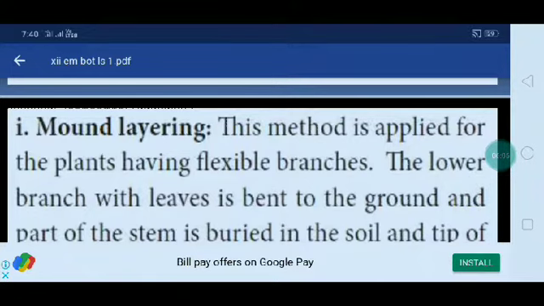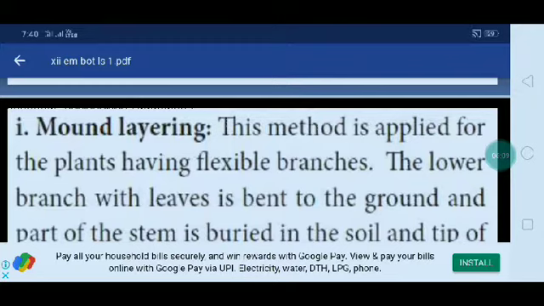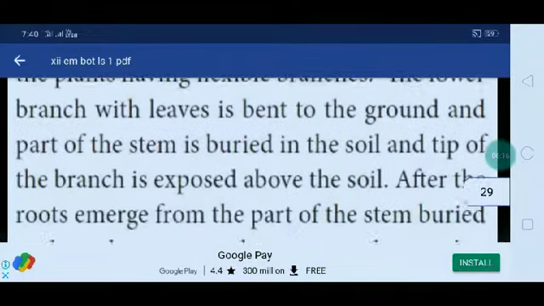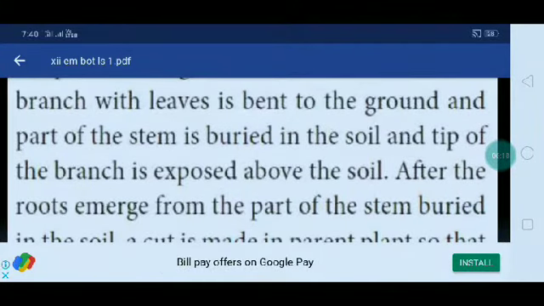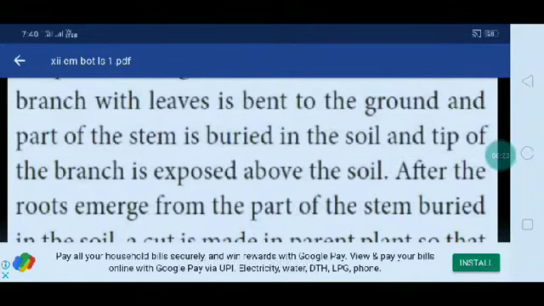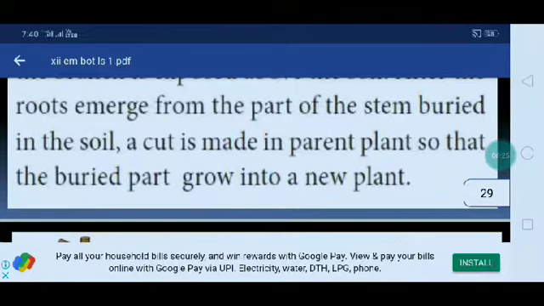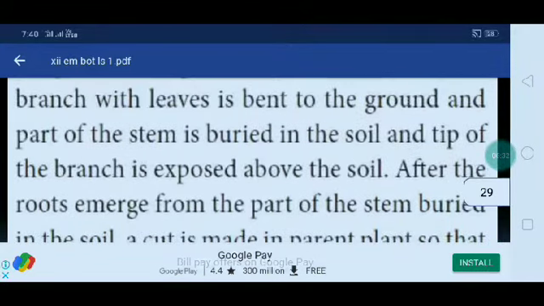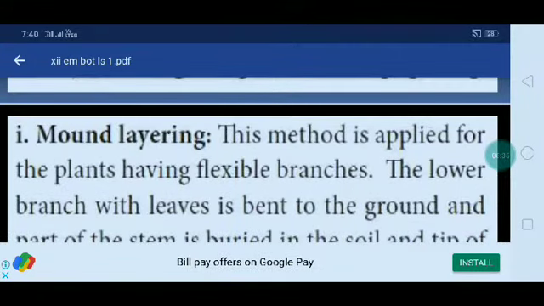Then here you go for mound layering. In this method, the plants mostly have flexible branches. The lower branch with the leaves is bent to the ground and part of the stem is buried in the soil, and the tip of the branch is exposed above the soil level. After the roots emerge from the part of the stem buried in the soil, a cut is made in the parent plant so that the buried part grows into a new plant. This is a type of technique mostly involved in layering, that is called mound layering.